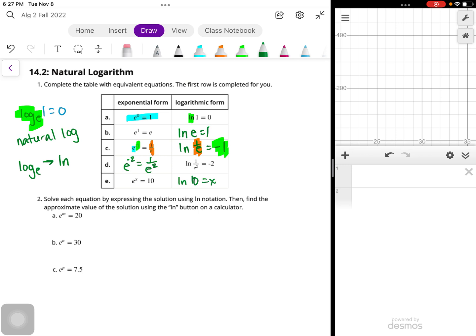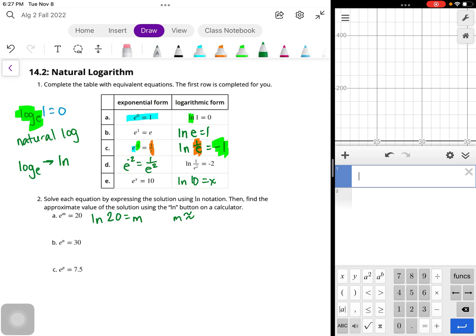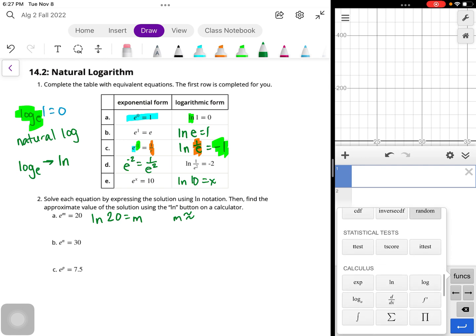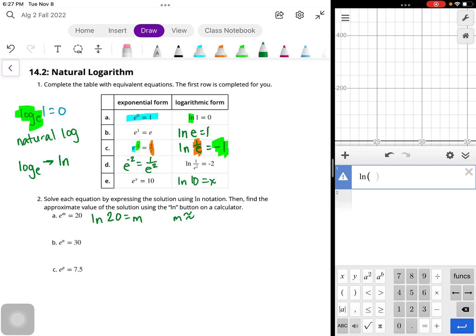All right, number 2, solve each equation by expressing the solution using ln notation. Then find the approximate value of the solution using the ln button on the calculator. And so we have our Desmos calculator here. All right, so we have natural log of 20 equals m. So m is approximately, and I'm going to go to my functions here. My natural log is here, and I'm just going to type in 20. And so I get about 2.996.